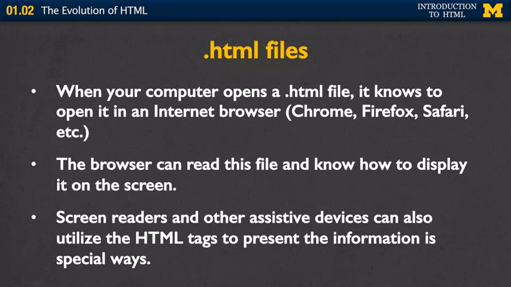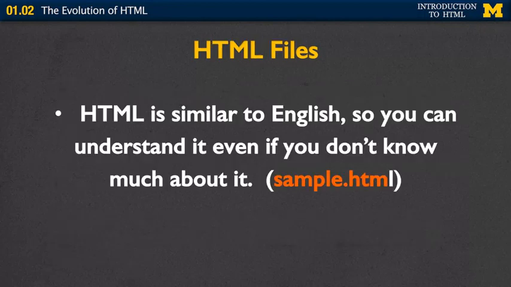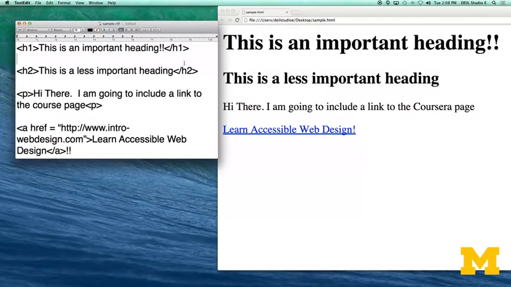It's more than that. HTML file tags also allow screen readers and other assistive devices to utilize the tags to present the information in new and special ways. So HTML is very similar to English. You can understand it even if you don't know much about it. Let's look at this example HTML file over here. Most of it is just typical English language. This is an important heading, or hi there, I'm going to include a link to the course page. But if you look closely, you can see we've added these little tiny tags that the browser uses to know how to represent the material.